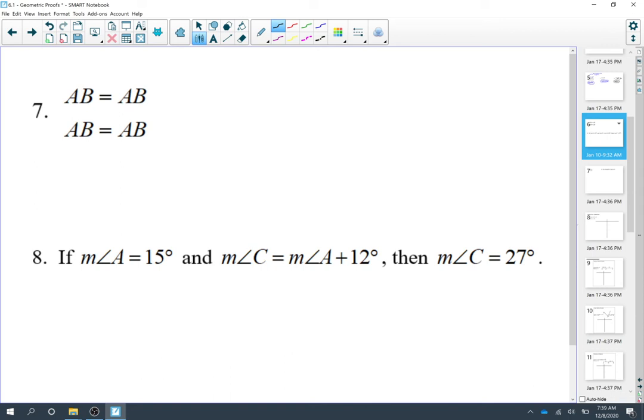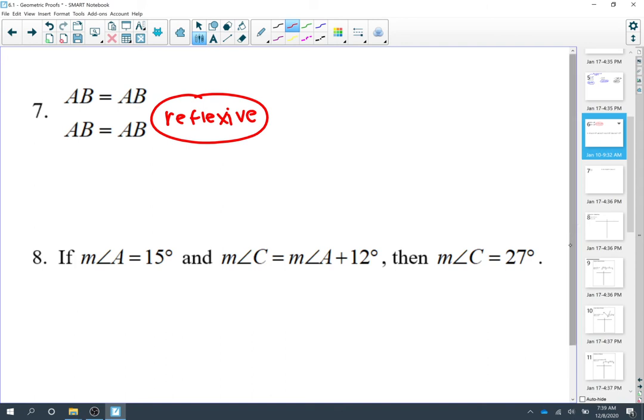Number 7, AB equals AB, so AB equals AB. This is your reflexive. Again, I think of reflexive as like reflecting in a mirror. You're looking at yourself. So AB reflected in a mirror is the same thing as AB.